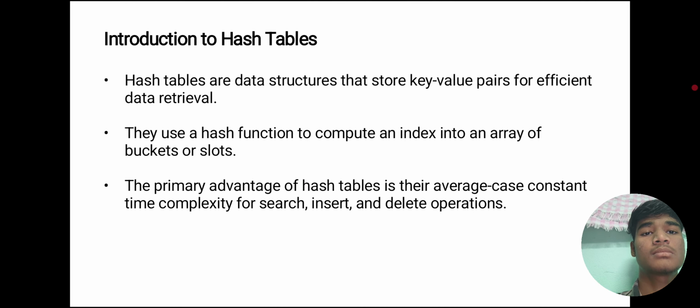Introduction to hash tables. Hash tables are data structures that store key-value pairs for efficient data retrieval. They use a hash function to compute an index into an array of buckets or slots. The primary advantage of hash tables is their average-case constant time complexity for search, insert and delete operations.